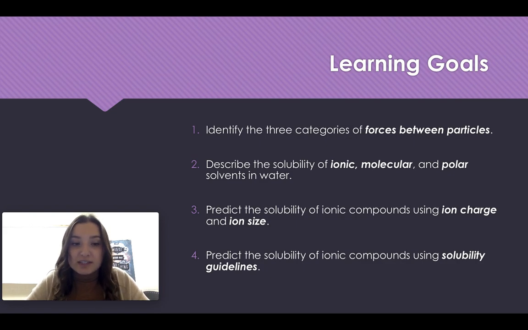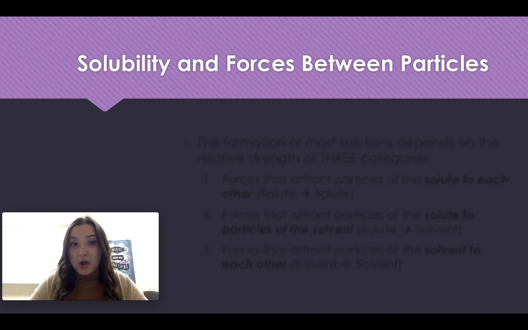So some learning goals for today's lesson. We are going to identify the three categories of forces between particles. We are going to describe the solubility of ionic, molecular, and polar solvents in water. We are going to predict the solubility of ionic compounds using ion charge and ion size. And we are going to predict the solubility of ionic compounds using the solubility guidelines. So let's jump in. First, we have solubility and those forces between particles.